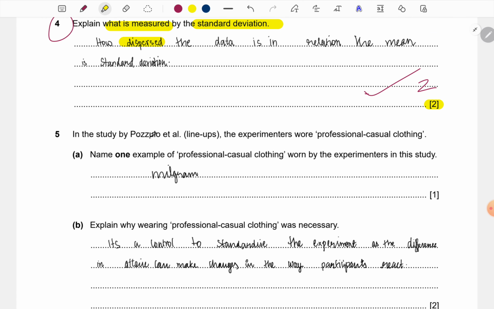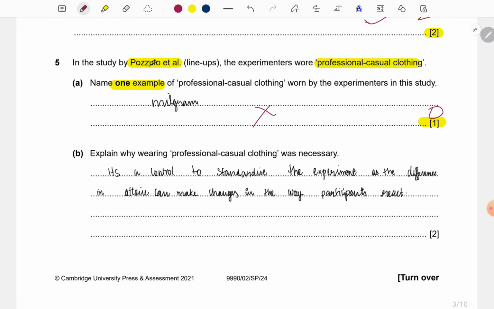Next is, in the study by Pozzulo et al., the experimenters wore professional casual clothing. Name one example of professional casual clothing worn by experimenters in this study. Now something is very off about this answer. I don't know what the student has read and what she's answered. It seems she's been in a different mind while answering this question. One example of the clothing they wore was, as we saw, casual t-shirts and trousers. So any one we can give.